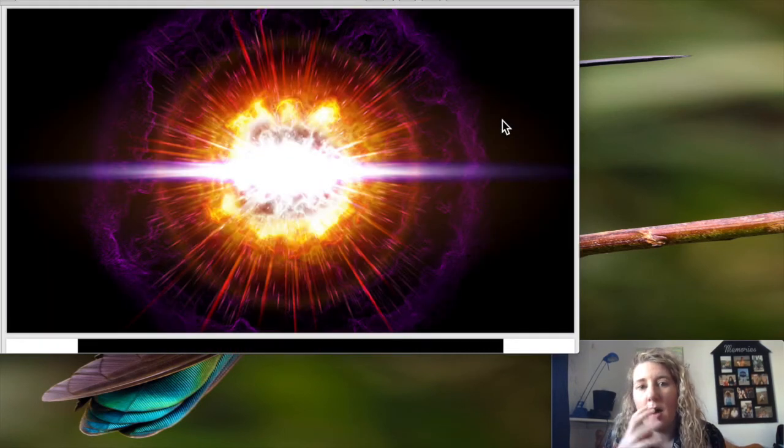Again, this is an artist's impression of a supernova. This isn't what they would really look like.